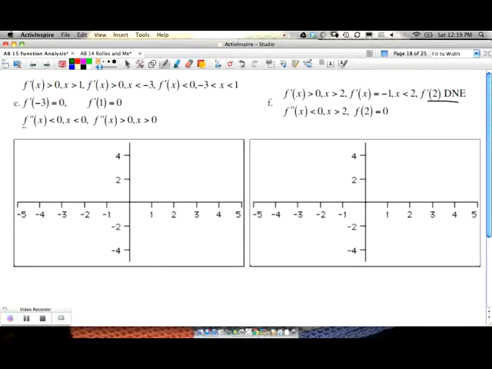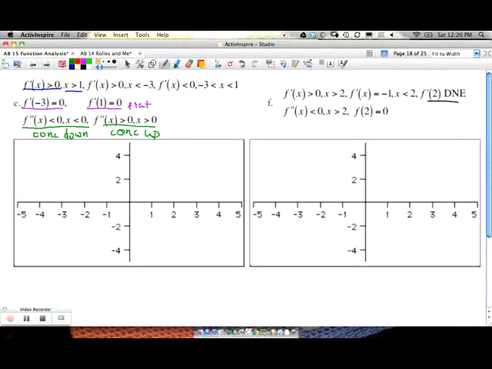Okay, so first let's talk about concavity. Concavity is going to be concave down to start. And then after 0, it's going to be concave up. We know that we're flat here at 1. And we're also flat here.